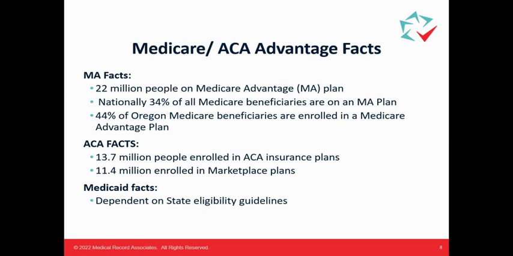ACA facts: about 13.7 million people nationally are enrolled in an ACA insurance plan. 11.4 million were enrolled through marketplace plans. And Medicaid facts for ACA really depend upon state eligibility guidelines. Not all states have adopted the ACA to offer benefits to Medicaid participants.